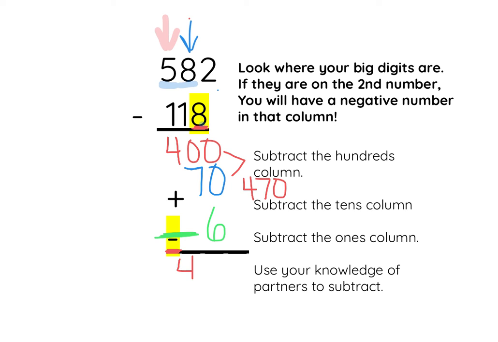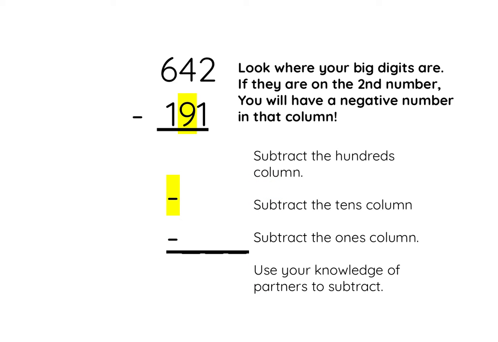So we're still going to have 400. Instead of having 70, since we took just a few away, we'll now have 60. And 6's partner is 4. Great job. 642 subtract 191.